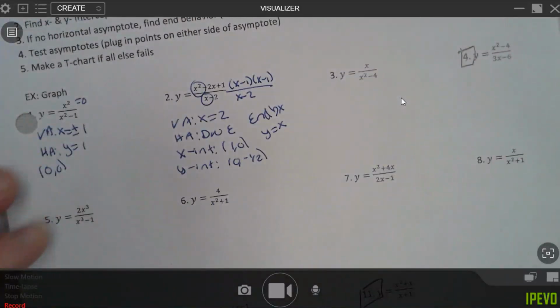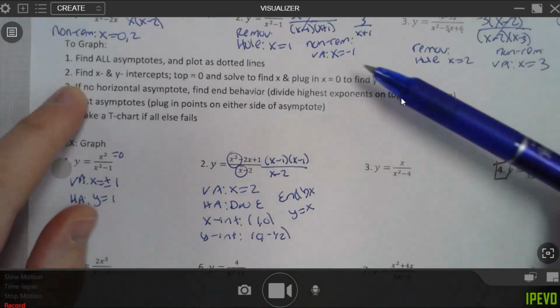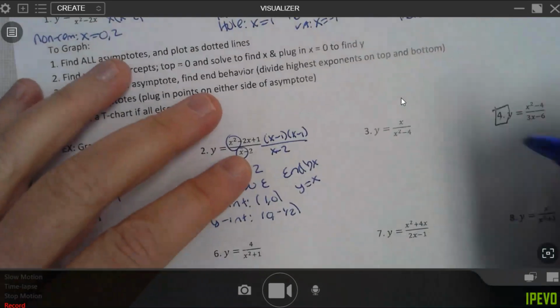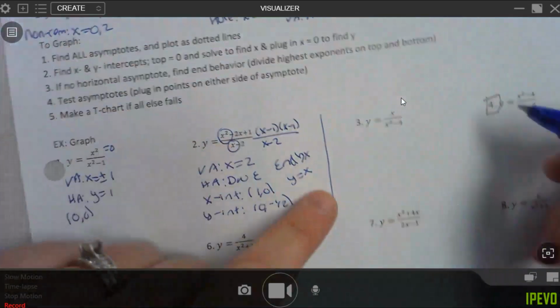All right, so today we're going to finish up these notes. We're going to be graphing all of them. So again, we had to find the asymptotes, your x and y intercepts, and then figure out how to graph them. So I'm going to go ahead and skip 4 and 11 because those have holes in them. We're going to come back to them at the very end.